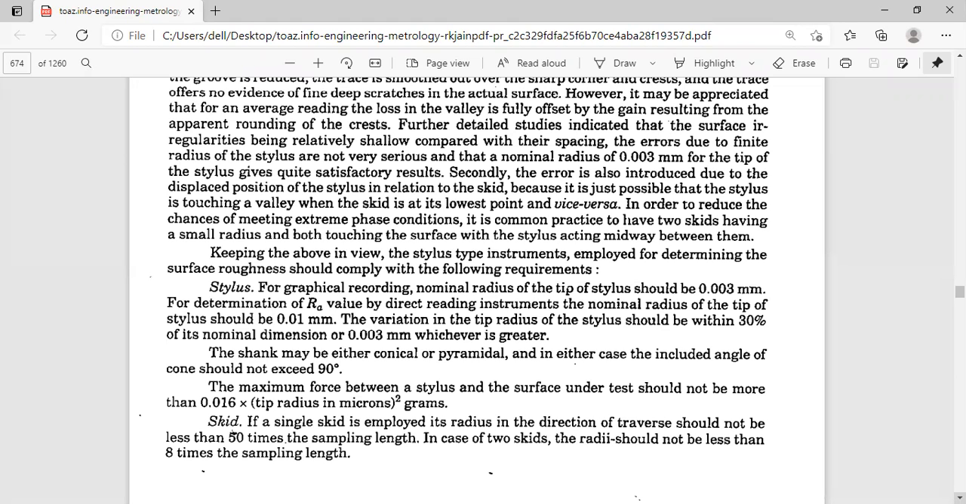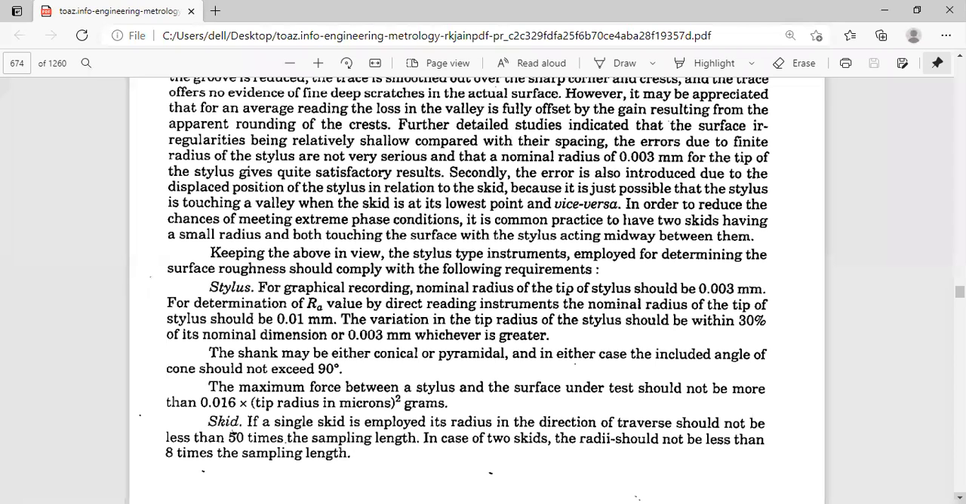There is a tolerance we give, or we can have it in microns, 3 microns, and whichever is greater we take. But for calibration, it should be less than 30%. The stylus should be either conical or pyramidal, just like the tool shank. In either case, the included angle of the cone should not exceed 90 degrees. That is what you have to discuss about the stylus.